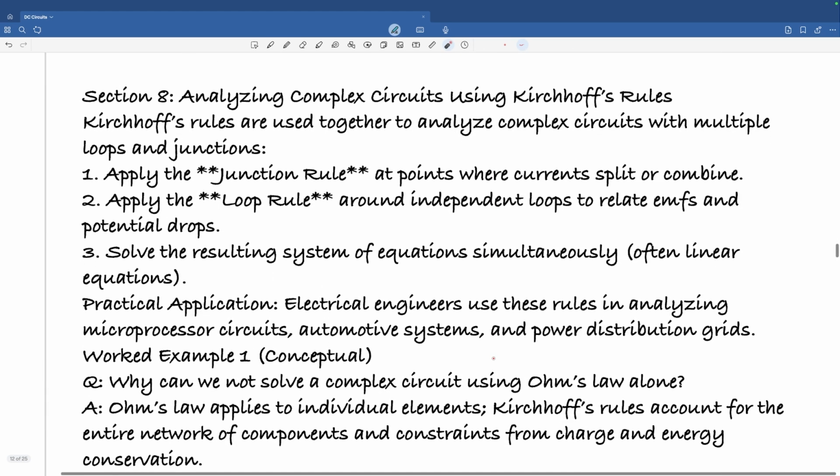So we're going to see how we're going to use this. We have to apply the junction rule and the loop rule, and set up equations. These are called simultaneous equations, linear equations, and I'm sure you know how to solve them. One easy method of solving simultaneous equations is to use matrices. So if you know that, it will become even easier. So electrical engineers use these rules in analyzing microprocessor circuits, automotive systems, and power distribution grids.